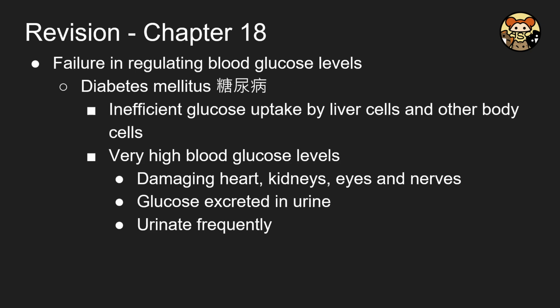So what if it fails? You may suffer from a disease called diabetes mellitus. In short, we usually call it diabetes. It is a result of inefficient glucose uptake by the liver cells or other body cells. So the patient will suffer from a very high blood glucose level. It will damage their heart, kidneys, eyes, and nerves. And because of a very obvious fact, the glucose will be excreted in the urine. That's why in Chinese it's called 糖尿病. And they will also urinate frequently.